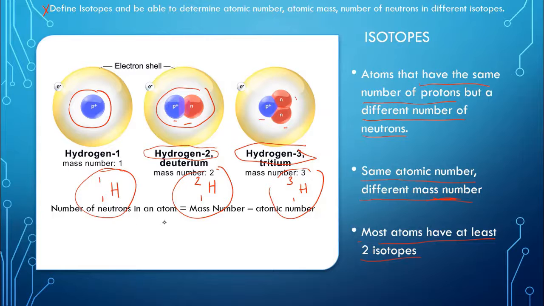Now, to work out the number of neutrons in an atom, all we need to do is take the mass number and minus the atomic number. So we'll do a really simple example here. They'll get a little bit trickier later. But let's have a look at tritium, or hydrogen 3. Mass number is 3 minus 1 gives us 2 neutrons. And it's as simple as that.